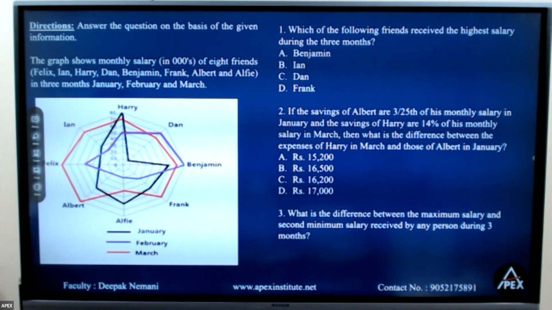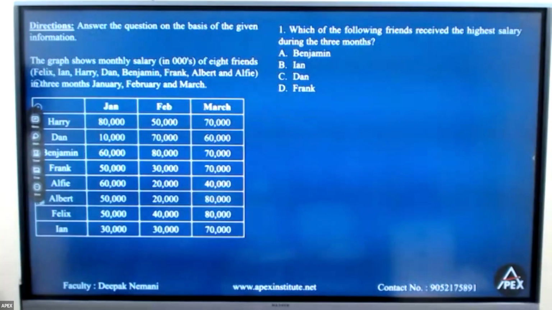Okay, if the savings of Albert are 3/25th of his monthly salary in January, and savings of Harry are 14% of the monthly salary in March, then find the difference between expenses of Harry in March and those of Albert in January. 2 questions in a minute. You can solve these 3 questions in 5 minutes. Okay, now all you need to do is make this table.